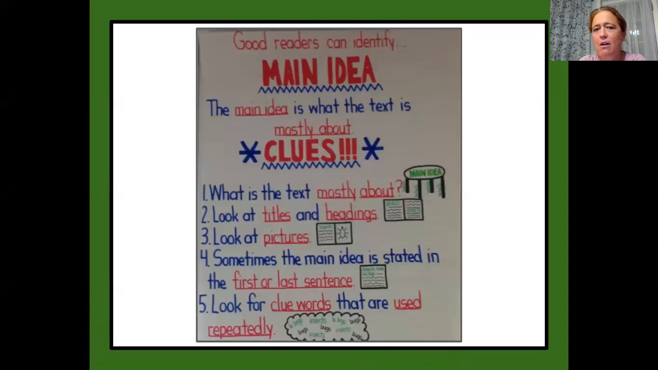So let's review our anchor chart on main idea. The main idea is what the text is mostly about. What is the text mostly about? So once you've read it, one of the clues you can look for is thinking about the text that you've read and what was the most important idea that you took away from it.